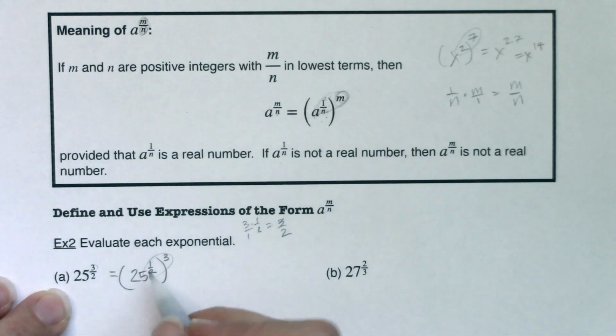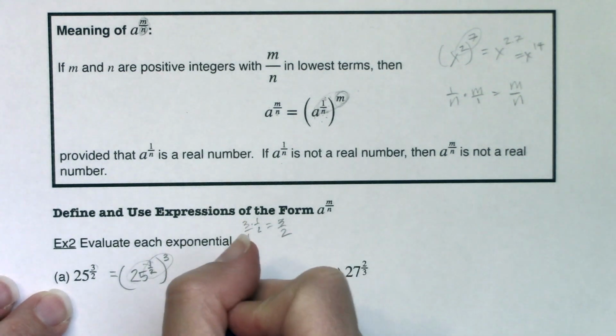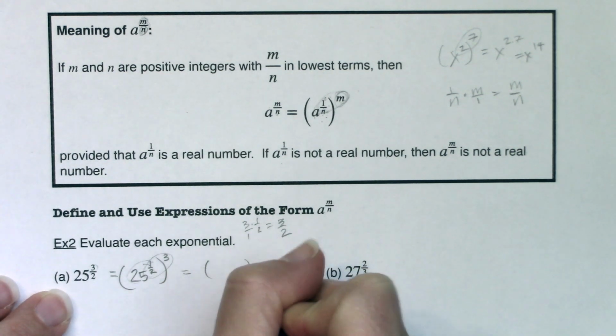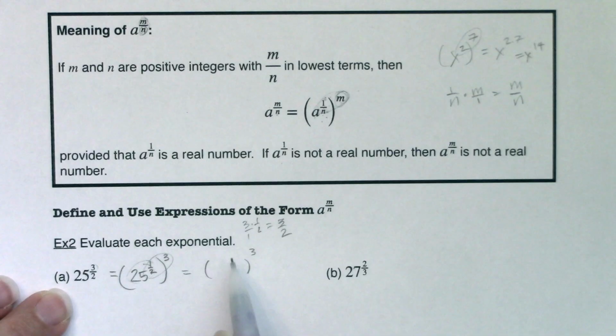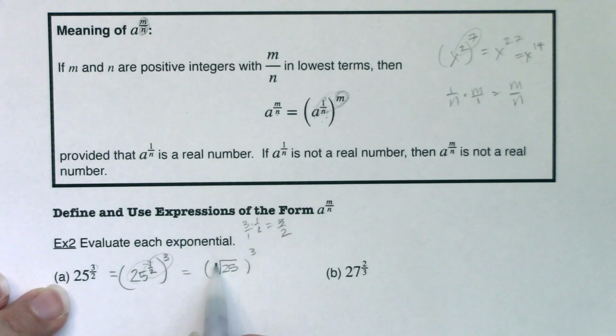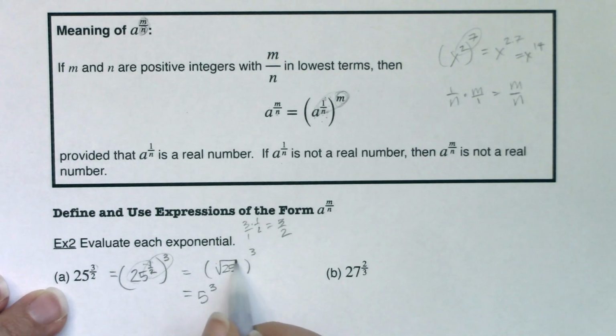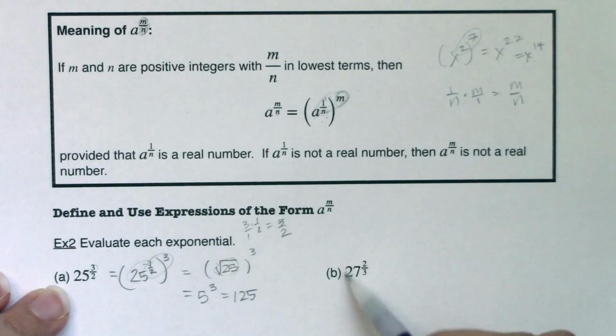And then I can think about this like I did in example 1. I'll deal with the cubing in a second, but if I have 2 in my denominator, that's ultimately going to be the square root of 25, right? That denominator becomes my index. We know the square root of 25 is 5. And when I think about 5 cubed, 5 cubed is 125. Okay?